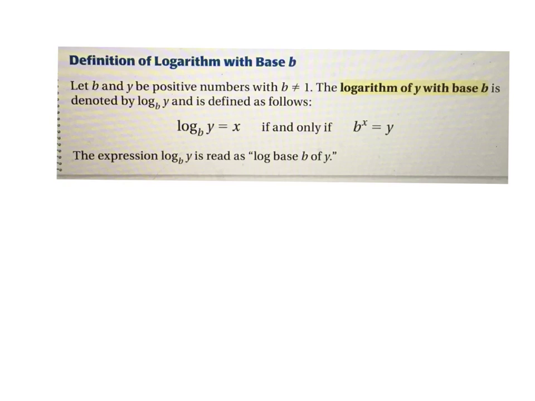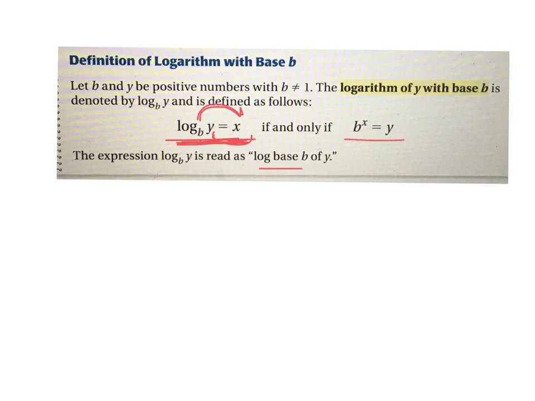Definition of a log, first of all, is this right here. When you see a log, the way you'd read this is log base b of y equals x. And all that means is you take b, raise it to the x power, and it's got to equal y. It kind of makes a circle. b to the x equals y. That's what makes it true.